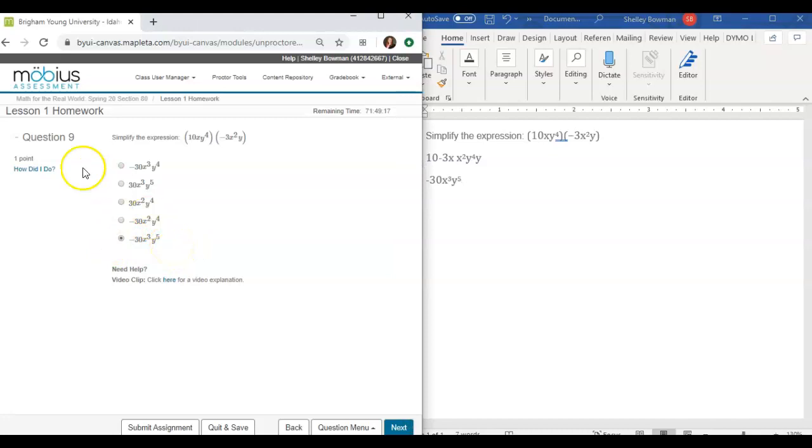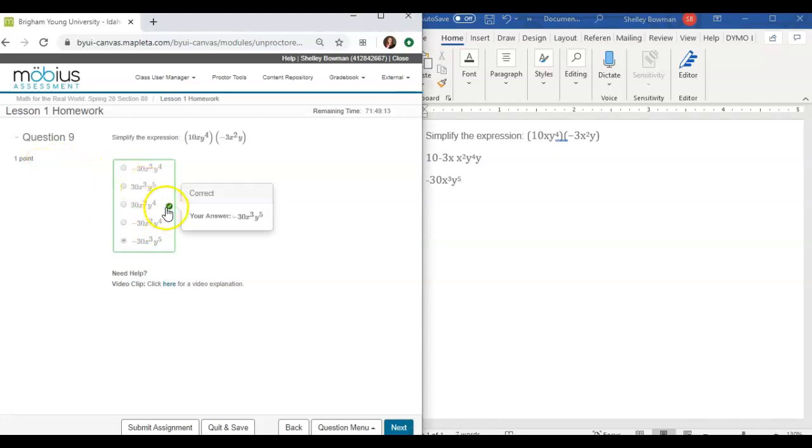Again, as a reminder, you can always check your work by clicking how did I do, and the green check says that you did it correct. If this is a red X, then it's incorrect. It doesn't mean that it's actually matching up with this answer here. It's just saying that of all of these, you selected the correct one, so good job.